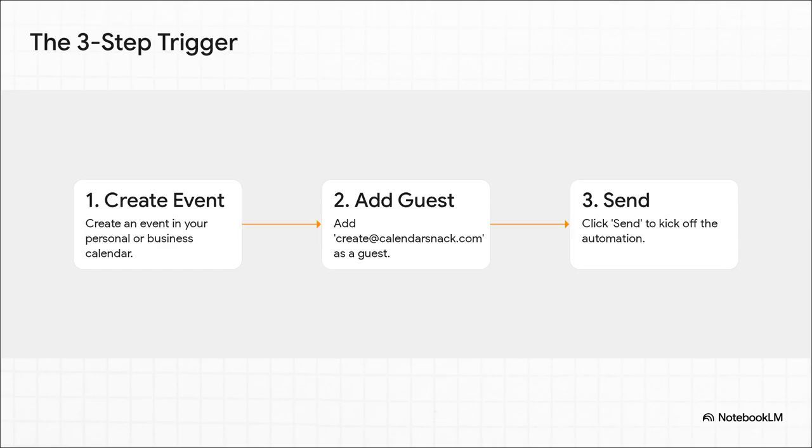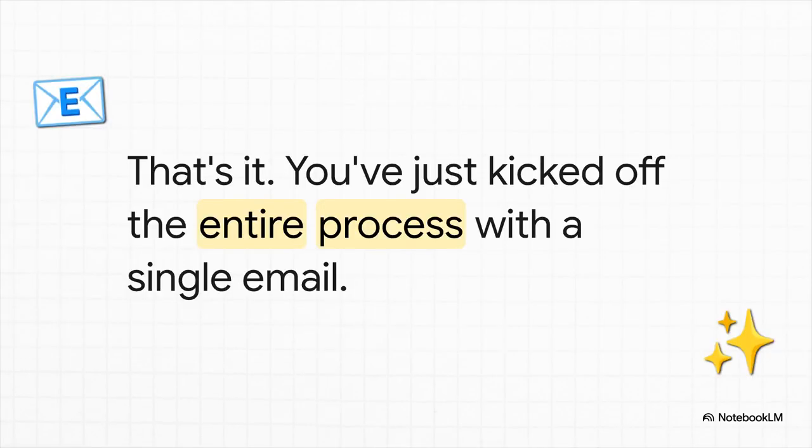It's ridiculously simple. Seriously, you just create an event in your calendar like you always do. Then you invite one special guest. That email address right there, create@calendarsnack.com. And then you just hit send. That is literally it. You're done. That one calendar invite you just sent becomes the command that kicks off this entire workflow. No logging in, no new platform to figure out, just an email.